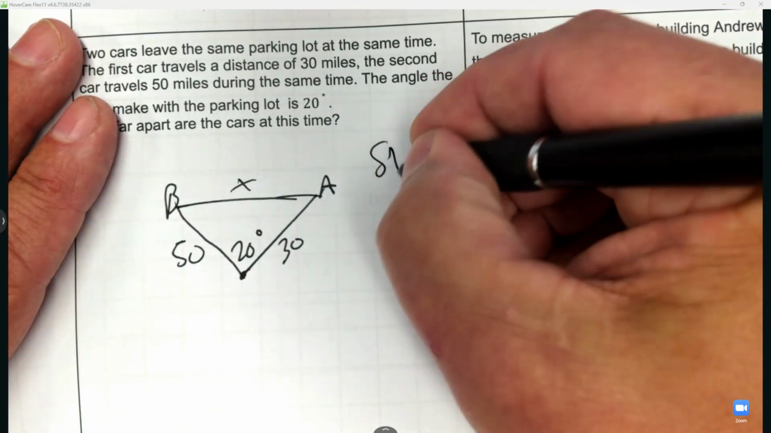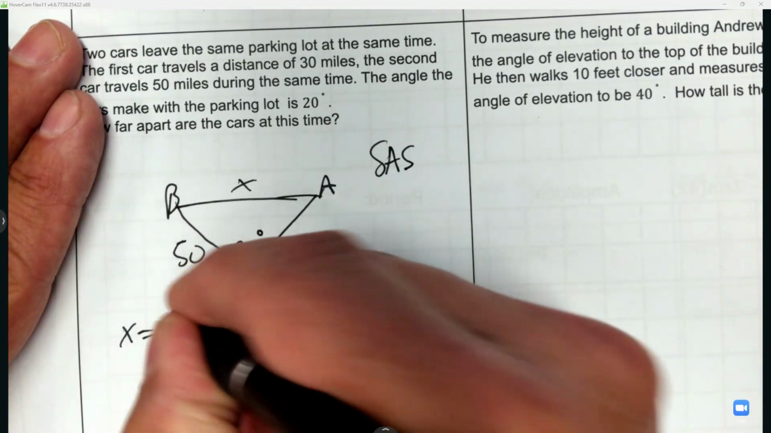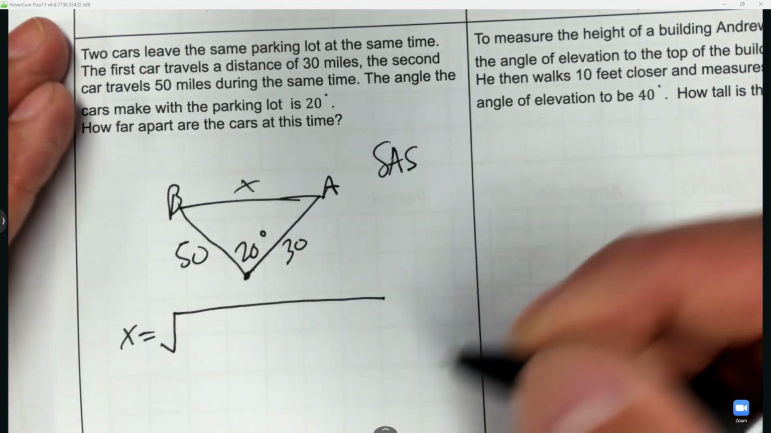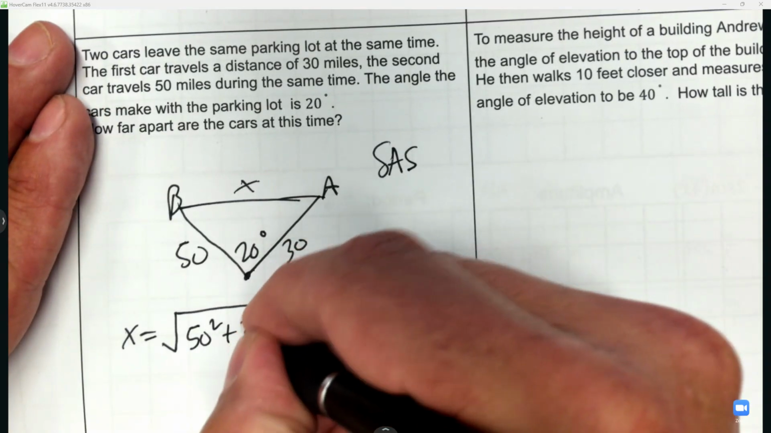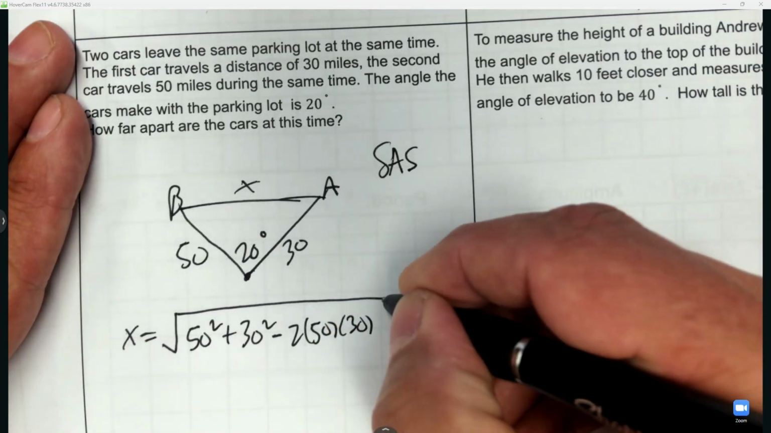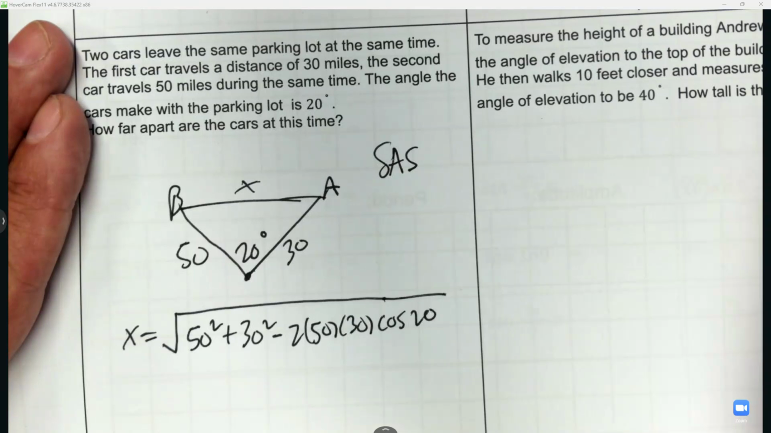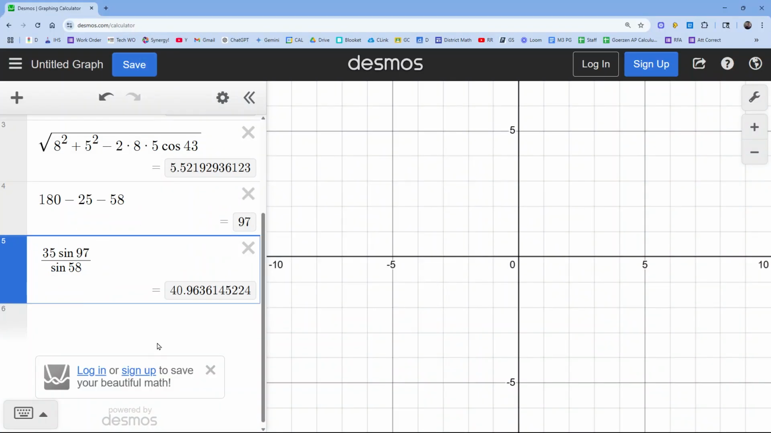So we recognize it's a side angle side. It's a law of cosines. So press pause. See, do you know how to set this up? We're learning, right, while watching the video. So that's 50 squared plus 30 squared. Subtract 2, and again 50 times 30, and then cosine of 20. That's the setup. All right, now type it into Desmos, see if we get the same answer as I do.